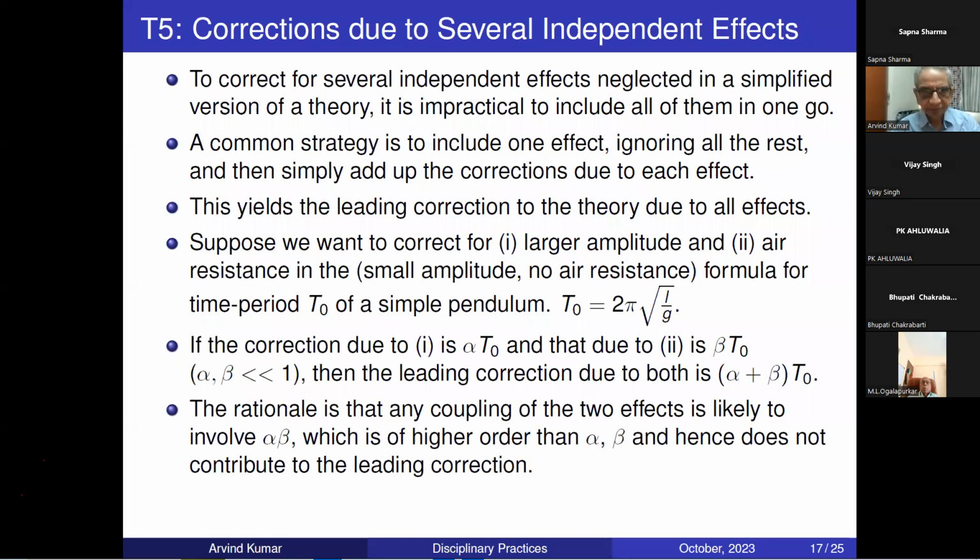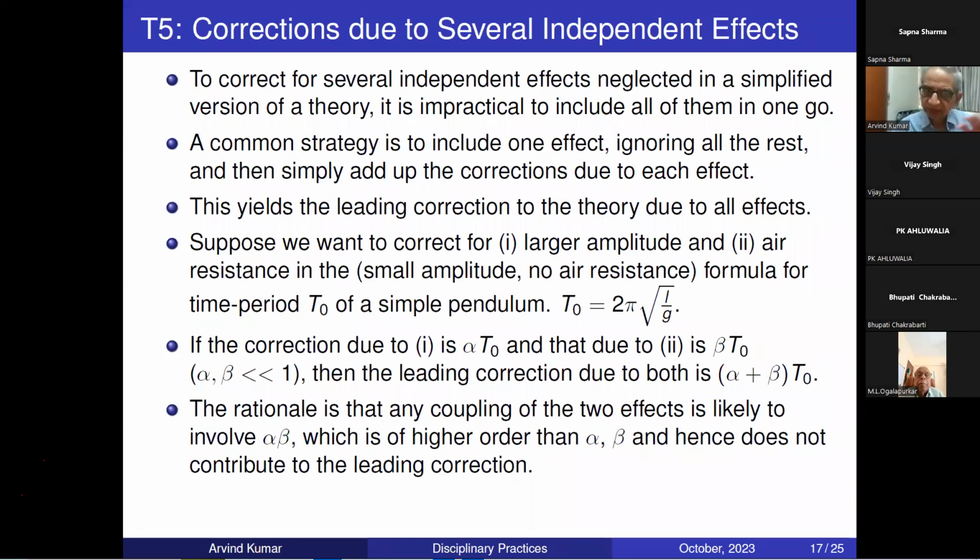The rationale is that any coupling of the two effects is likely to involve alpha beta, which is of higher order than alpha or beta and hence does not contribute to the leading correction. We are assuming here that alpha and beta corrections are comparable. I mean, if beta is of the order of alpha square, then even beta is not necessary. So implicit in this is that alpha and beta are comparable, and then alpha beta will naturally be higher order. So some judgments are going into this.